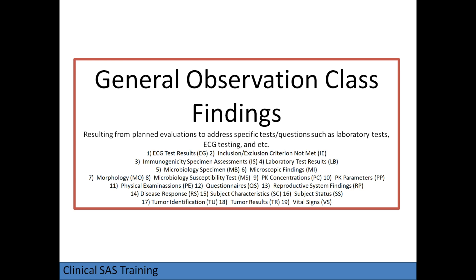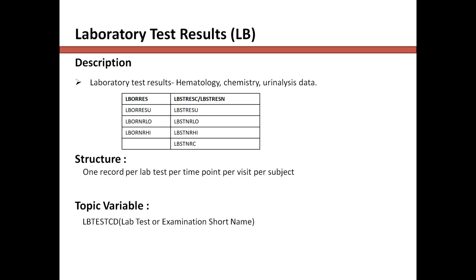In the findings domains, whatever tests or questionnaires we perform in clinical studies, the results will be presented. We have many subdivided findings domains. One of them is ECG test results, along with inclusion/exclusion criteria and PK concentration and PK parameters related domains. The important efficacy-related domains at the SDTM level are tumor identification, tumor results, and disease response.